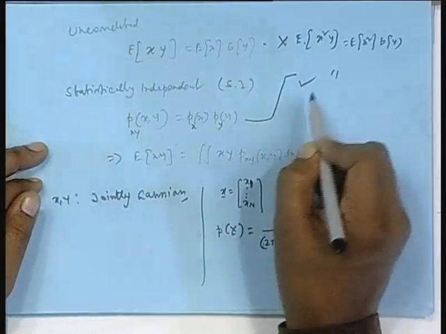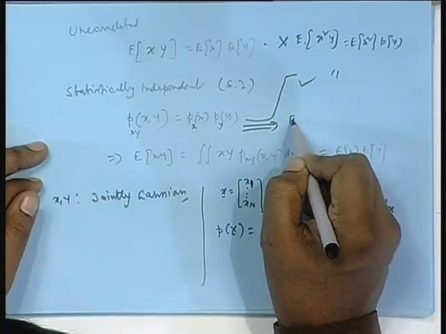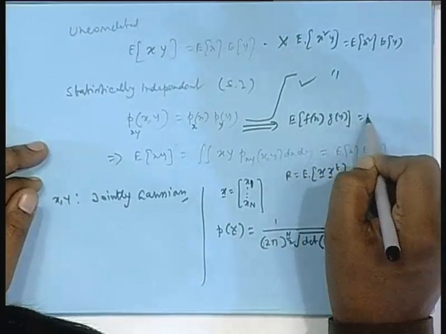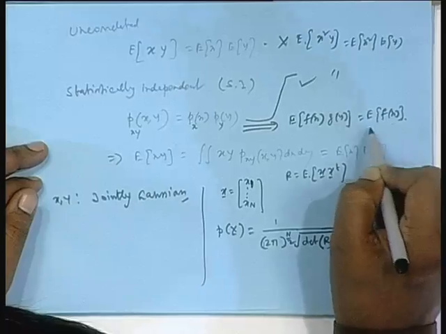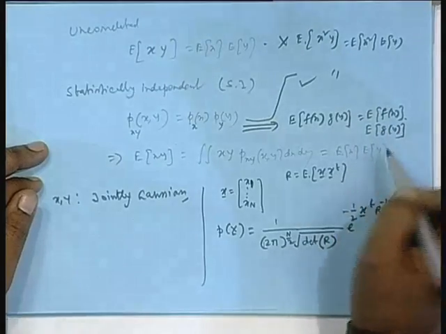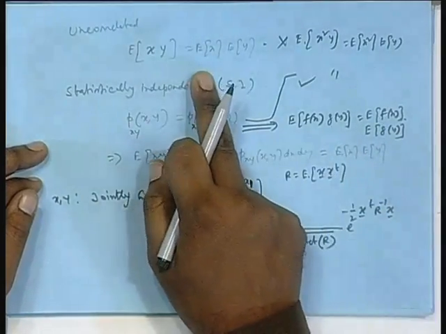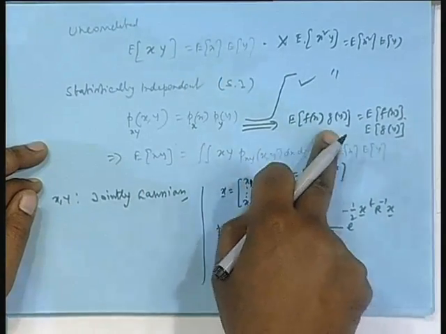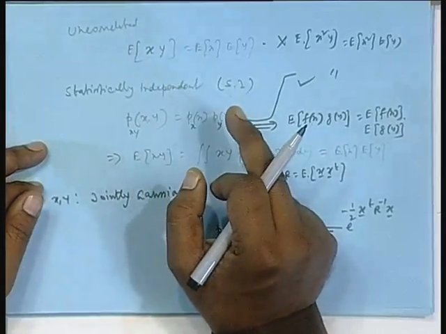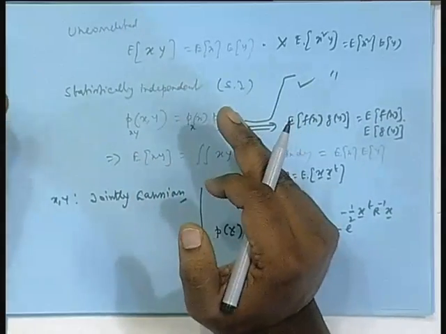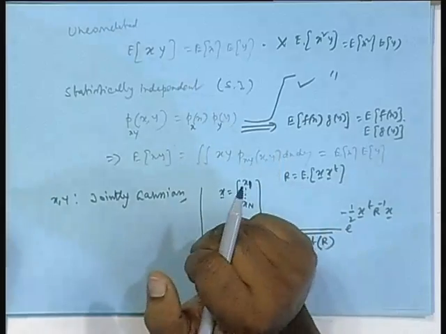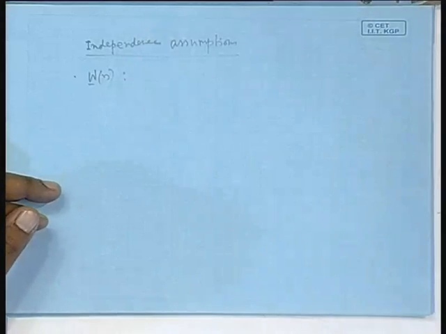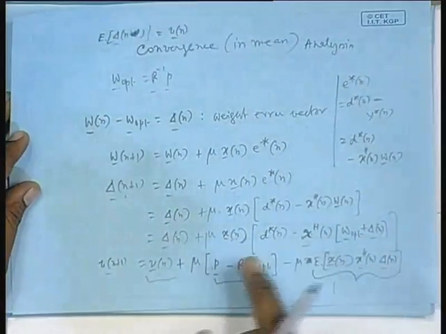In fact, why only this? If independence is given, this will imply E of f(x) g(y) is E of f(x) into E of g(y). These are not given in books, it is not written, you have to understand. But this does not follow from uncorrelatedness. If you are handling cases where x or y directly does not occur, but some function of x and some function of y occur in your expressions, you better go for statistical independence, not uncorrelatedness. Now, I come to that independence assumption. Remember, this is what we are doing.